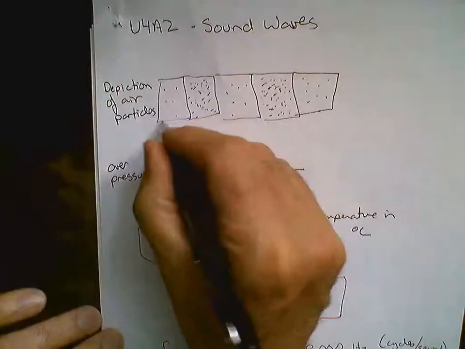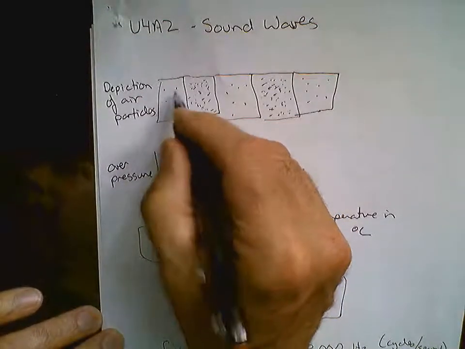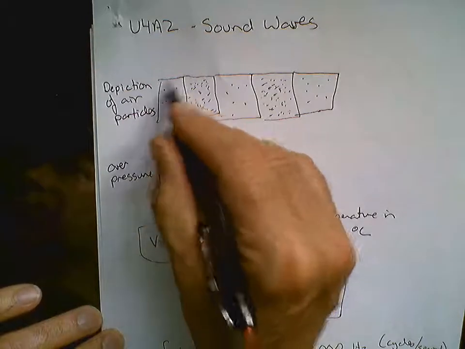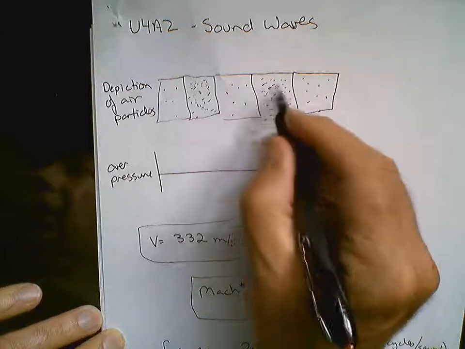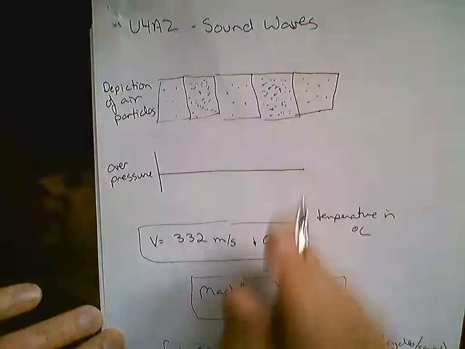Okay, so this is a rarefaction right here. So you can see the depiction of the air particles. There's fewer of them. It's less dense. Then we got an area of greater density. Less density, greater density, less density.